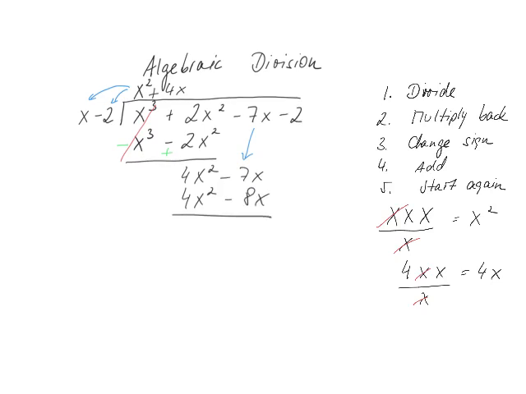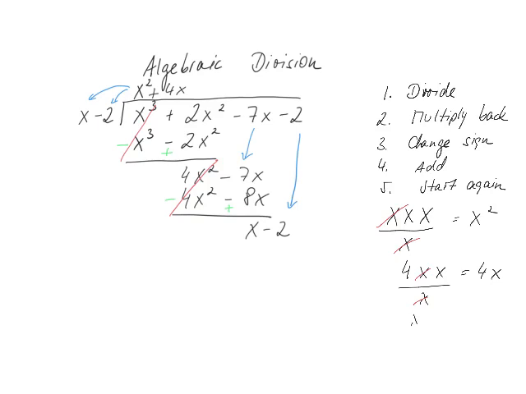So what I do now is I change the sign. So this becomes a minus, and the minus here becomes a plus. Then I add: 4x squared minus 4x squared is gone. And now I have minus 7x plus 8x. So that just leaves me with x, 1x, or x. Okay, and then I start again. In order to start again, I need to bring the next one down, so x minus 2. And I start again.